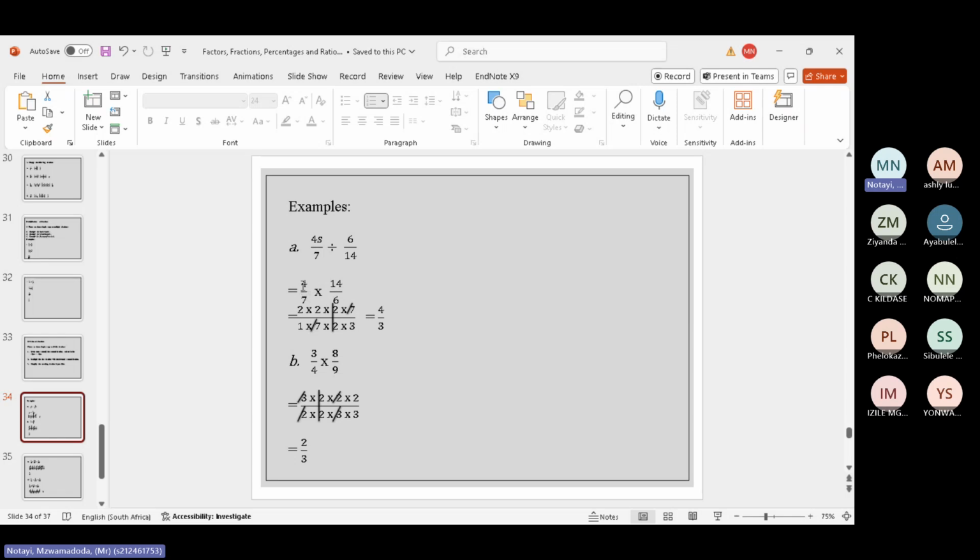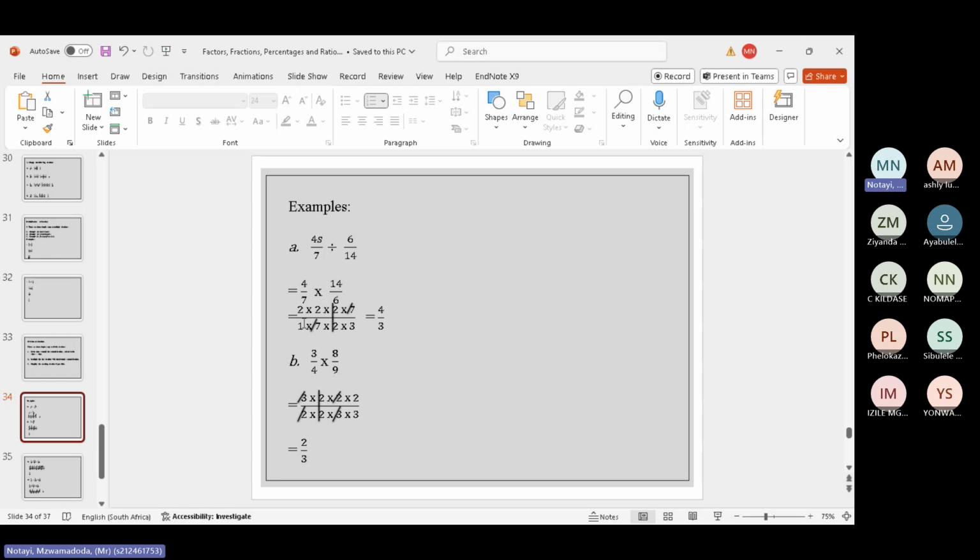You can just multiply straight, or you can write everything into its prime factors to simplify. 2 times 2 times 2 times 2. So 14 in its prime factors is 2 times 7. And 4 is 2 times 2. Divided by 7 in its prime factors, 1 times 7. Multiplied by 6 in prime factors is 2 times 3. And then the 2 cancels the other 2 at the bottom.